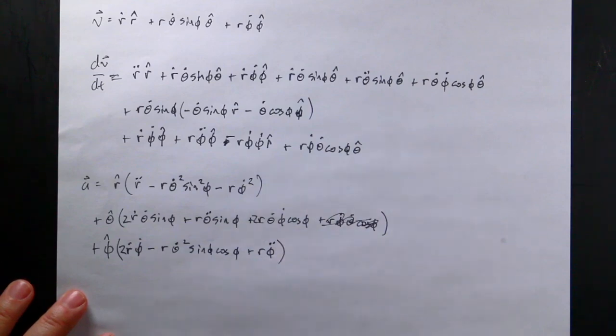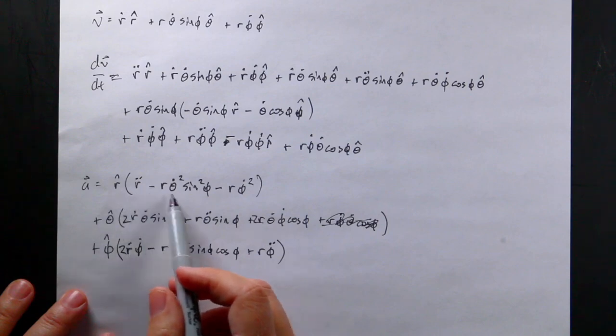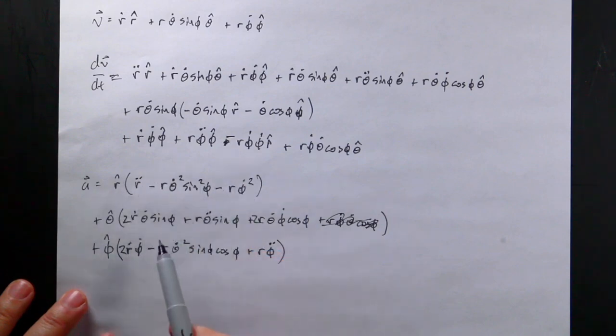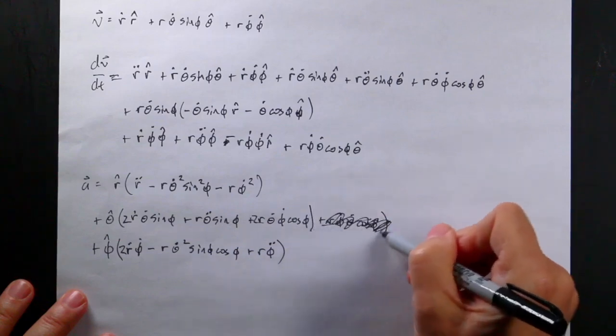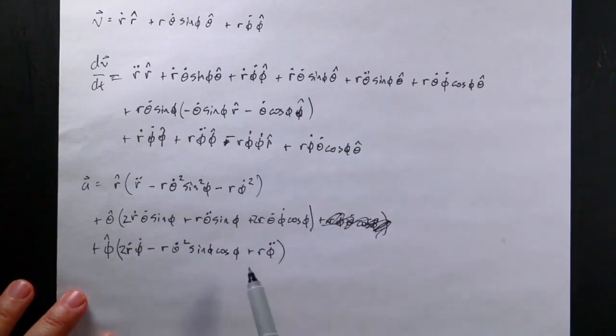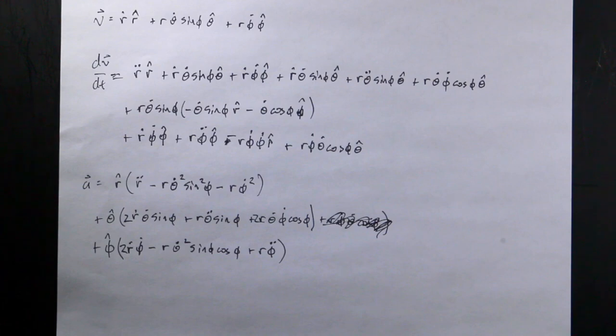Okay, so I'm done. Now I'm done, right? I feel much better. There's my r hat component. Here's my theta hat component. Don't worry about that. Let's just pretend like we just do that. And then there's my phi hat component. So there's your acceleration in spherical coordinates. I did it. Yay me.